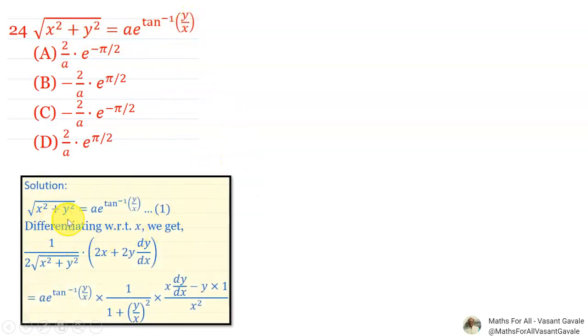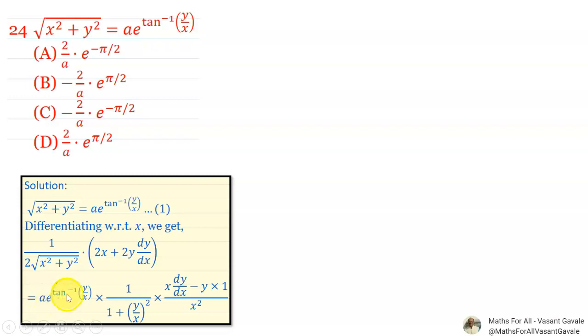Square root of x square plus y square is equals to a times e raised to tan inverse of y upon x. Differentiate this with respect to x. Then the derivative of root of x square plus y square is 1 upon 2 times in root of x square plus y square, ddx of x square is 2x plus derivative of y square is 2y into dy by dx. A into e raised to tan inverse of y upon x, a derivative.